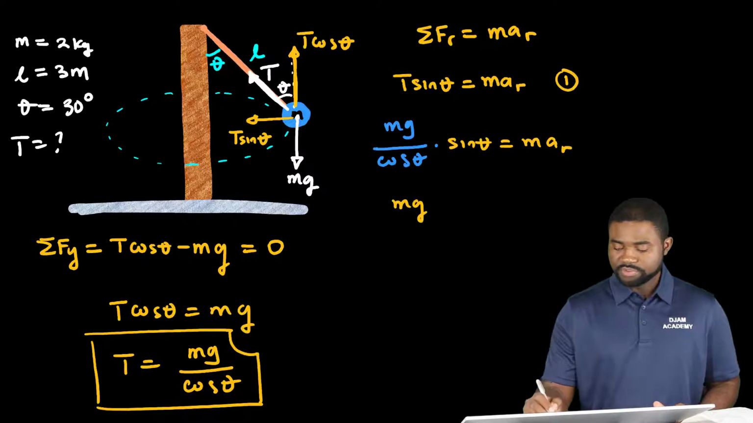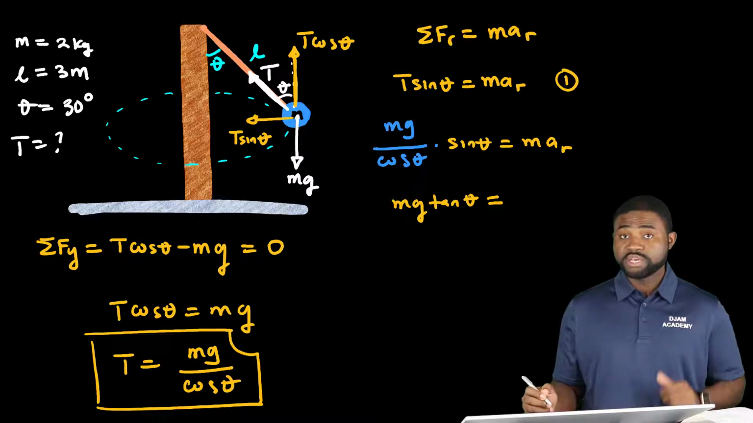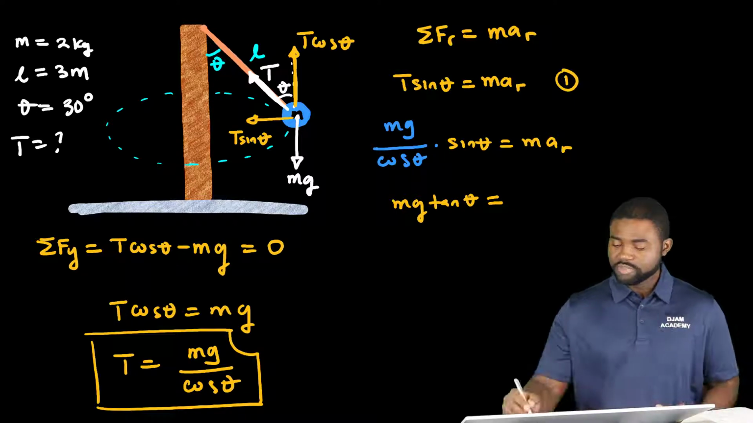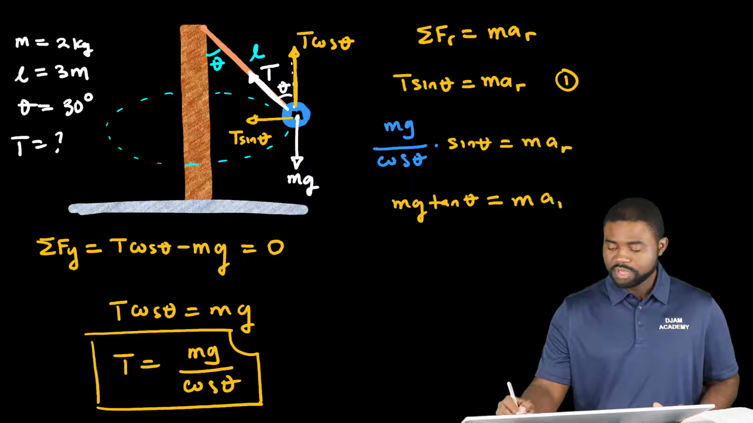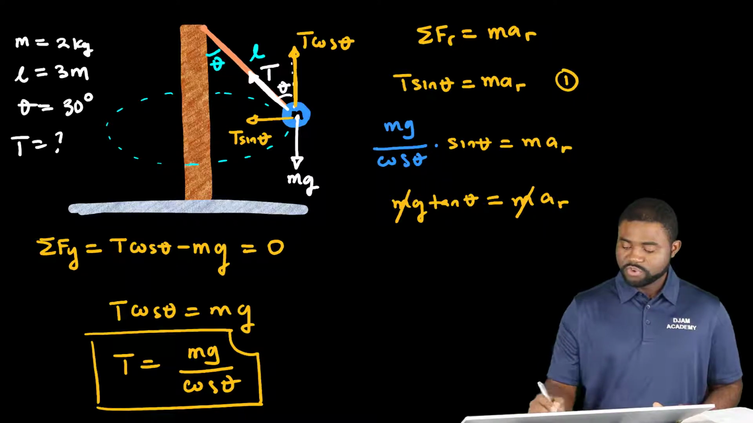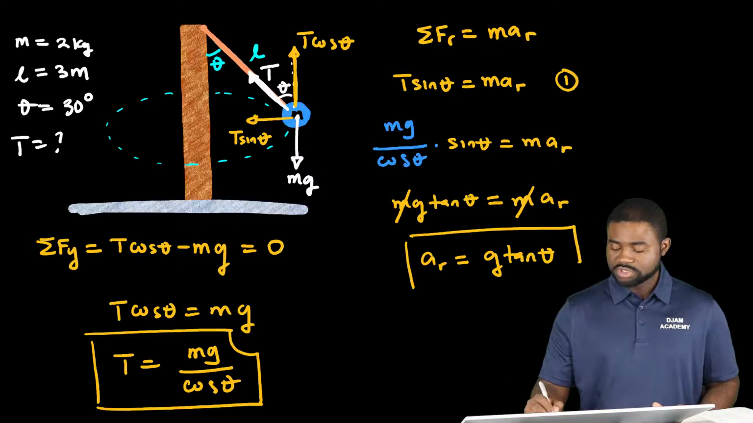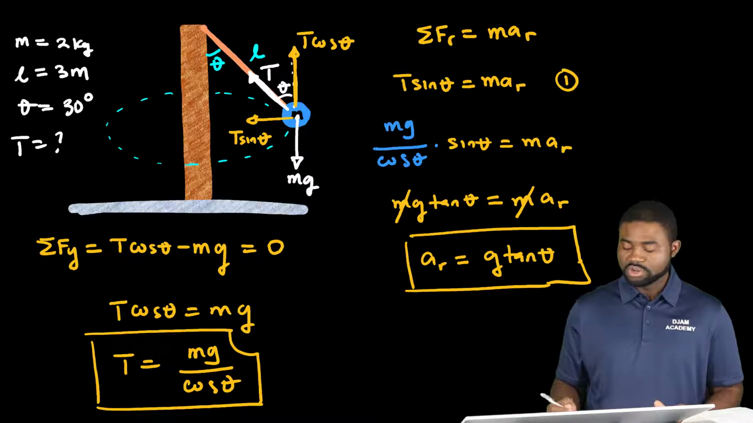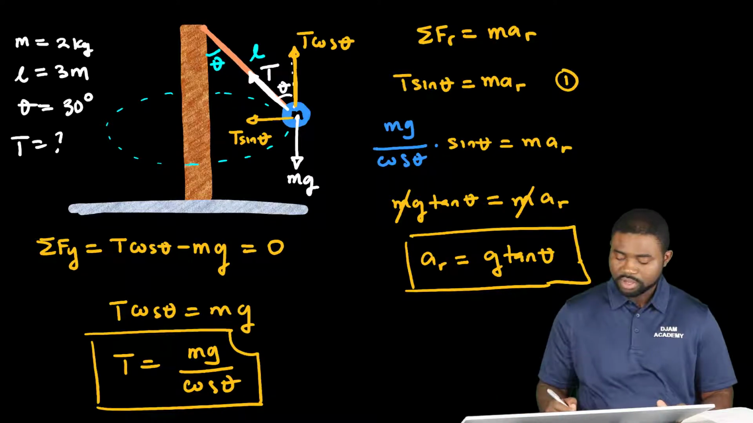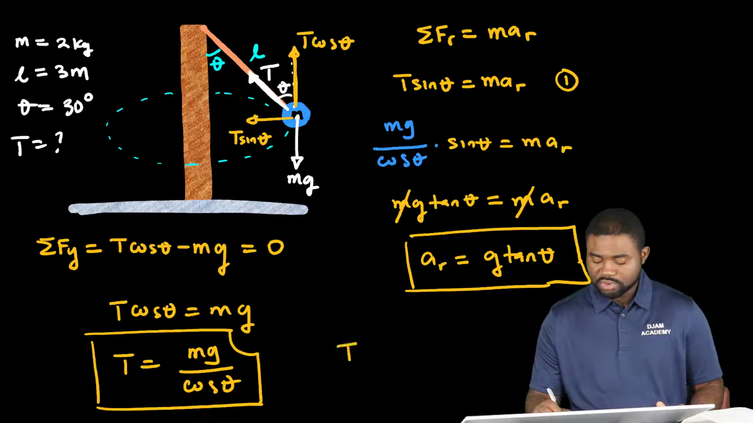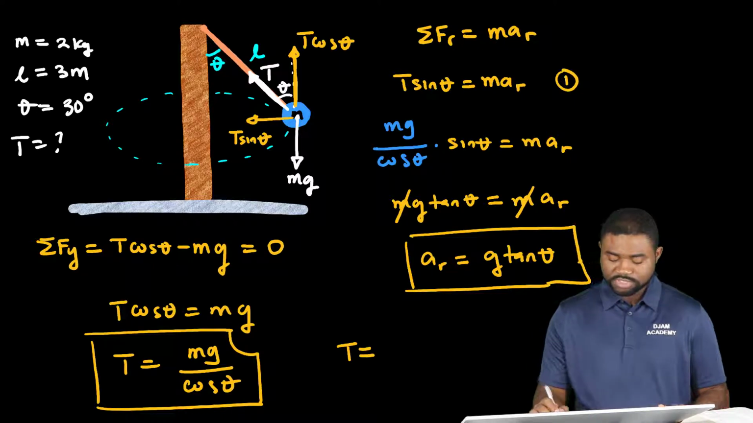Hence, mg tangent of theta, because sine over cosine is tangent, is equal to m a_r. The m's can go away, and the centripetal acceleration is given by g tangent of theta. This gives us the centripetal acceleration of the ball. Hence, we can now calculate the numerical value of T.